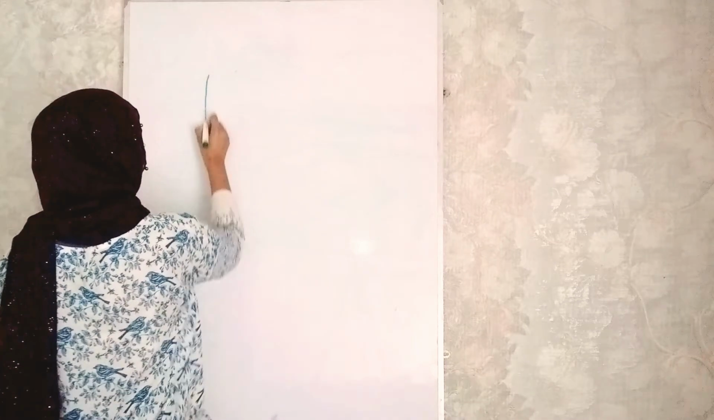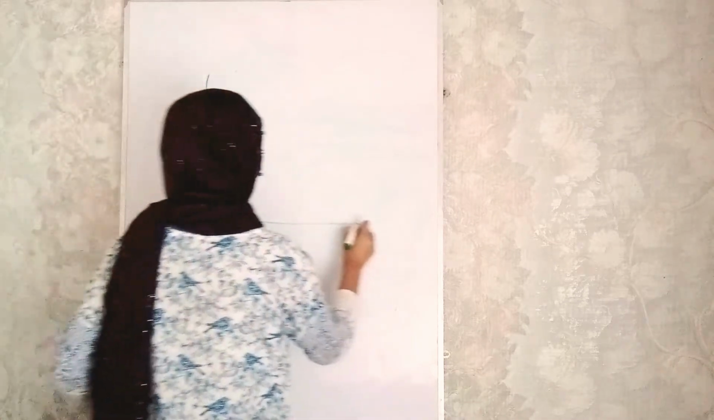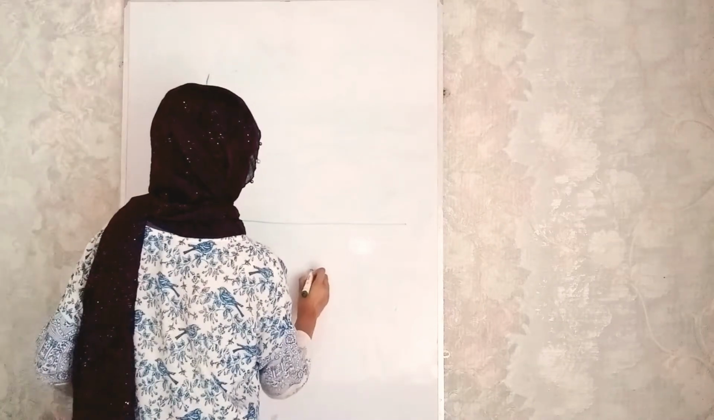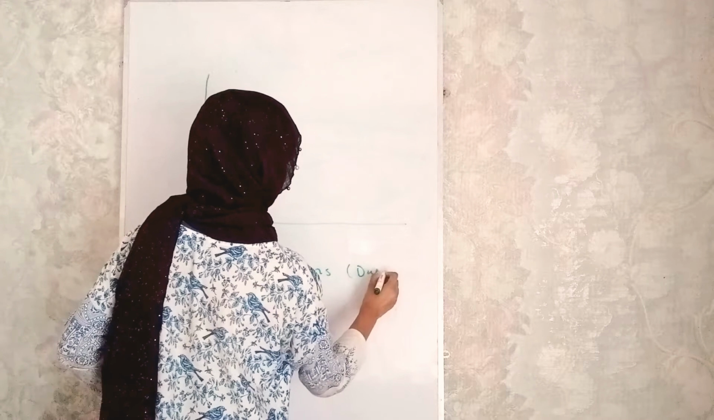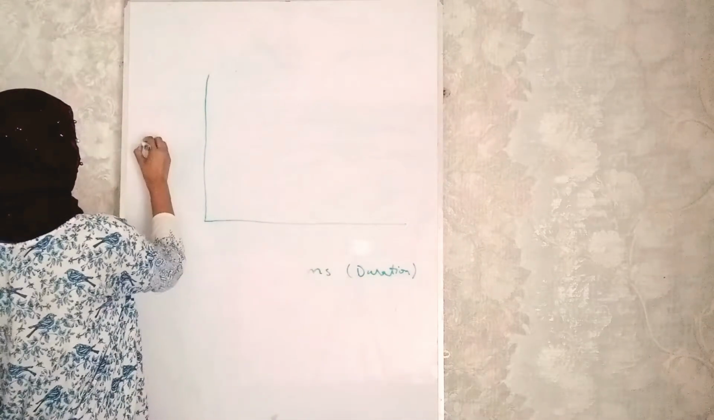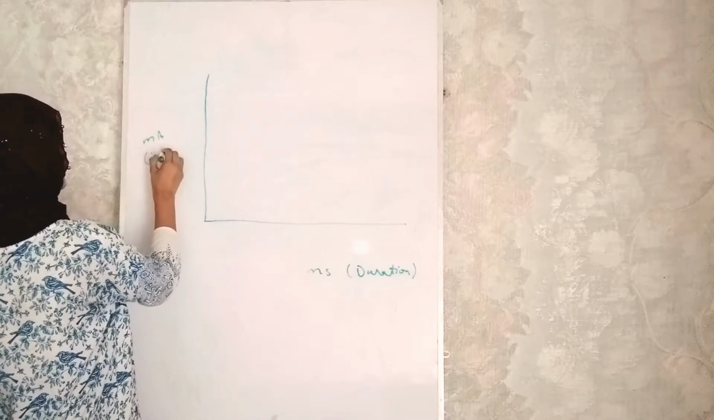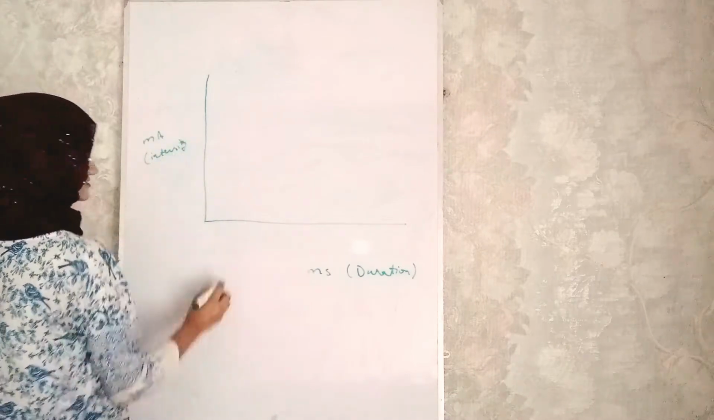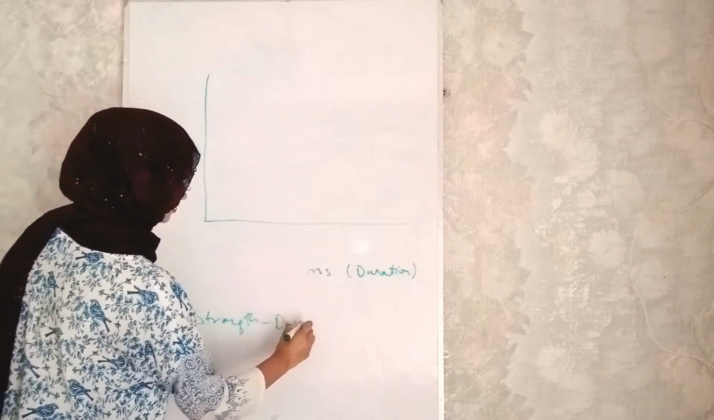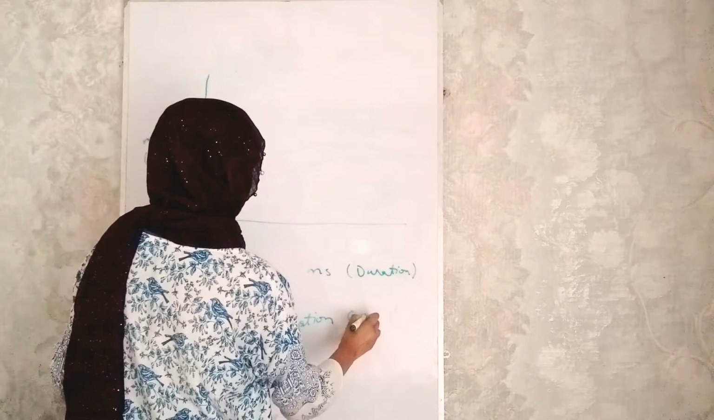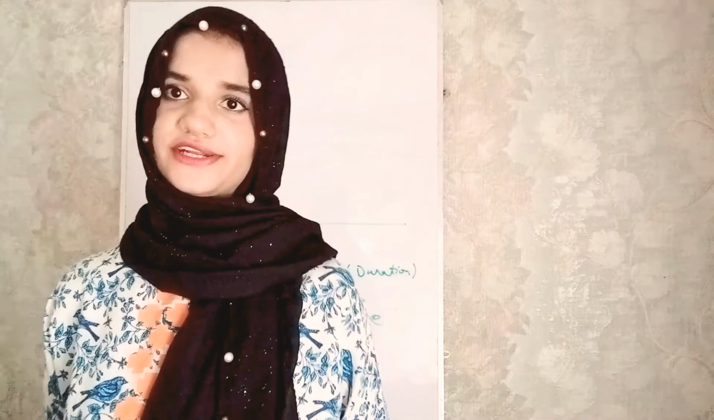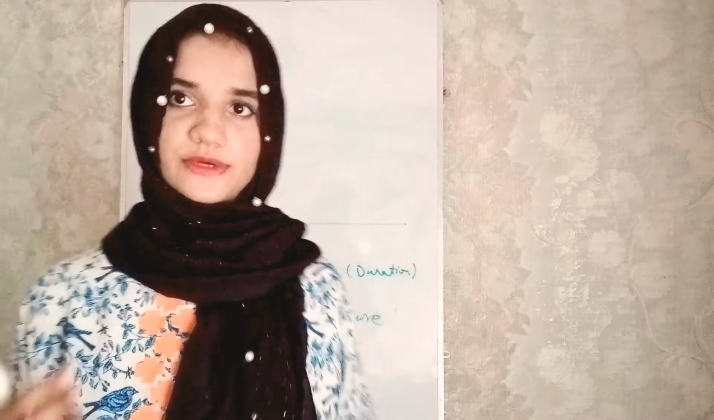For example, this is the y-axis and this is the x-axis. The x-axis is the milliseconds, meaning the duration side, and the y-axis is the milliampere, so it is the intensity side. This is the strength duration curve. In this curve you would get to know at what duration of current and at what intensity of the current you would have the minimal contraction.